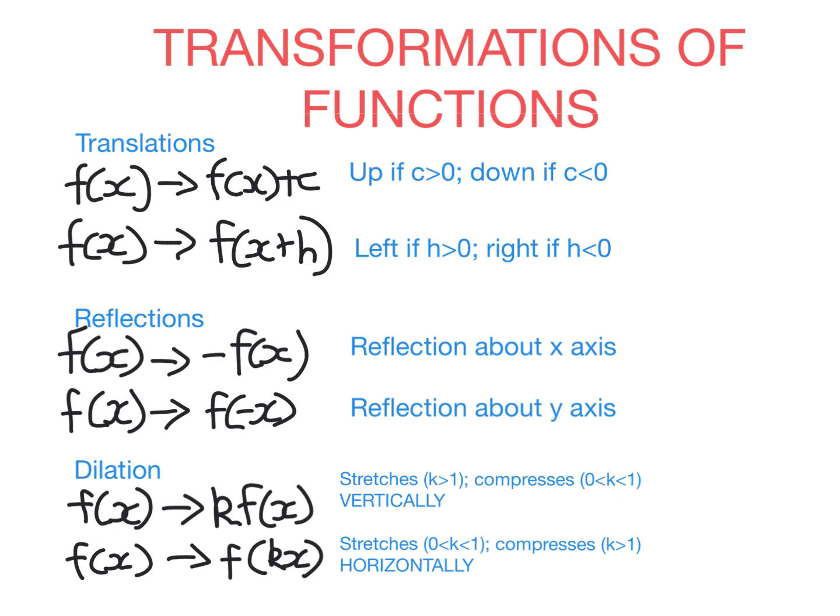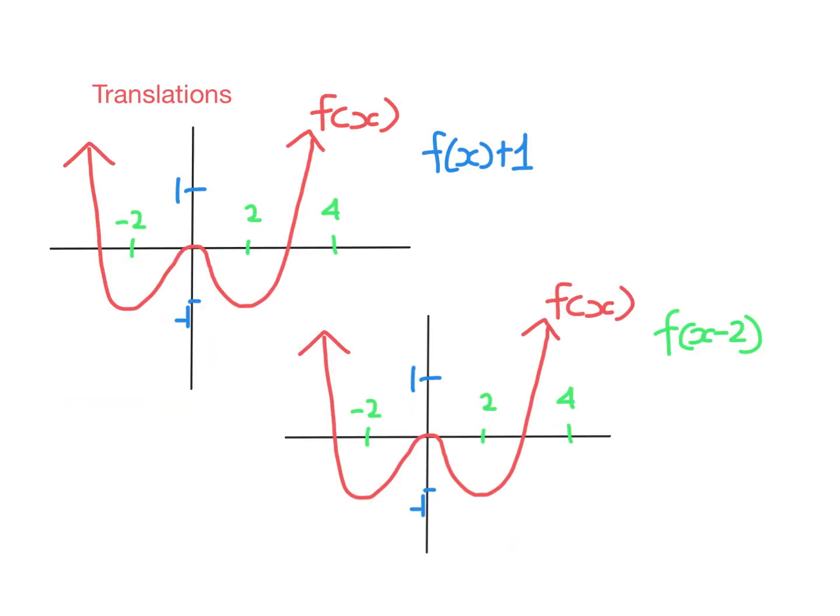All right, let's now look at each of these individually. We'll start with translations. So here we have the graph of f(x). We're going to use this to graph f(x) plus 1. So we know from our rules on the first slide that if we add a number out here, it moves the graph up and down. This one works the way you'd expect. A positive number moves it up, negative moves it down. So if I want to graph f(x) plus 1, it's going to be exactly the same as this graph, except moved up 1 unit.